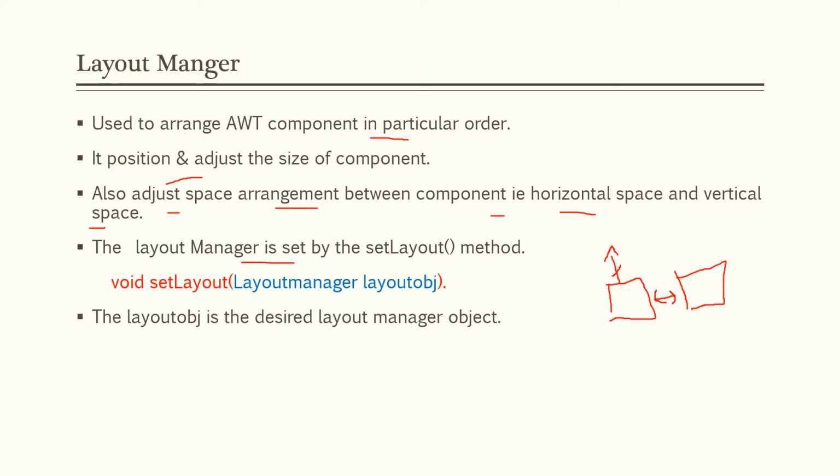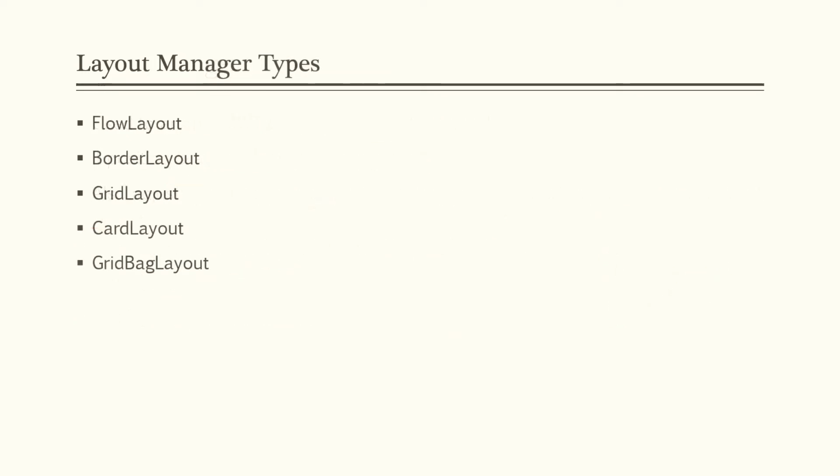Layout Manager is set by the setLayout method: void setLayout, Layout Manager object. The Layout Manager is an object of any Layout Manager type. Types of Layout Managers: FlowLayout, BorderLayout, GridLayout, CardLayout, GridBagLayout.